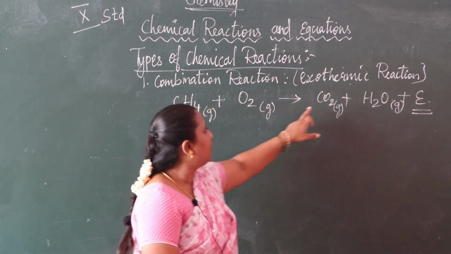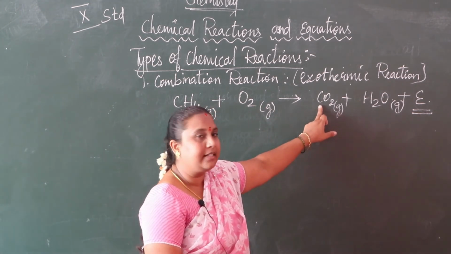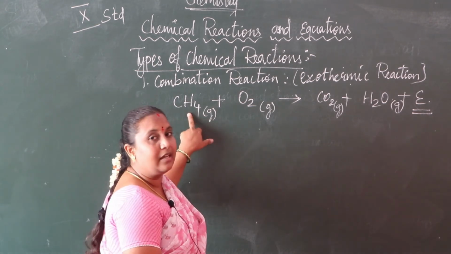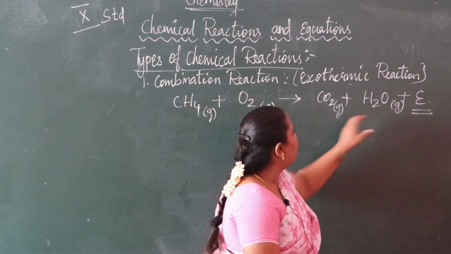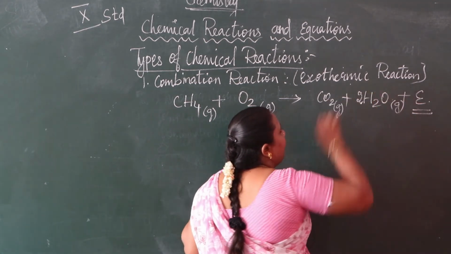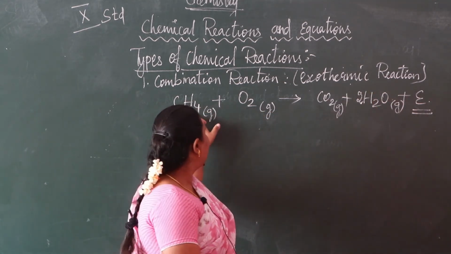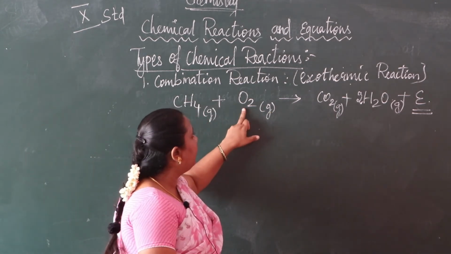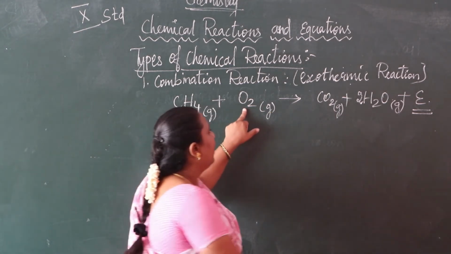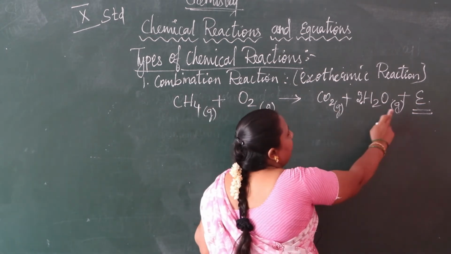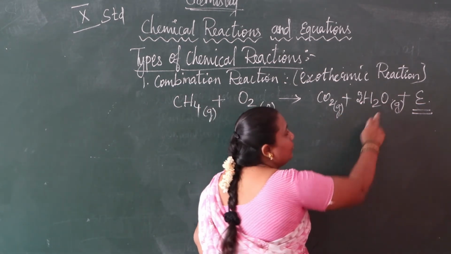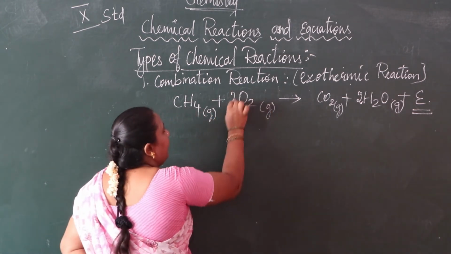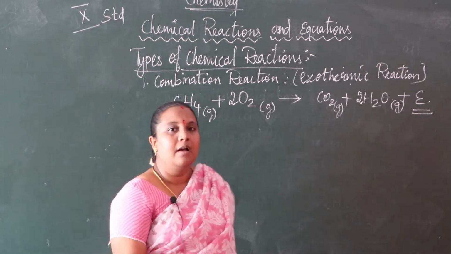Carbon is one atom. Next, hydrogen: here it is 4 atoms in RHS and here only 2 atoms, so we are multiplying by 2. Now hydrogen is also 4 atoms. Then oxygen: here only 2 atoms in LHS, and on this side 2 plus 2, 4 atoms in RHS. So we are multiplying by 2 on the LHS. Now this equation is balanced.